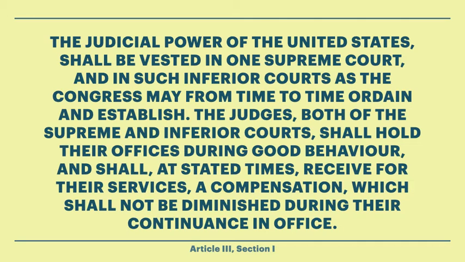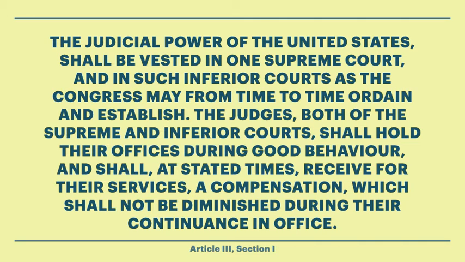Article 3, Section 1 of the Constitution says the judicial power of the United States shall be vested in one Supreme Court, and in such inferior courts as the Congress may from time to time ordain and establish. The judges, both of the Supreme and inferior courts, shall hold their offices during good behavior, and shall at stated times receive for their services a compensation which shall not be diminished during their continuance in office. It's a really fancy way of saying we're going to have a Supreme Court.